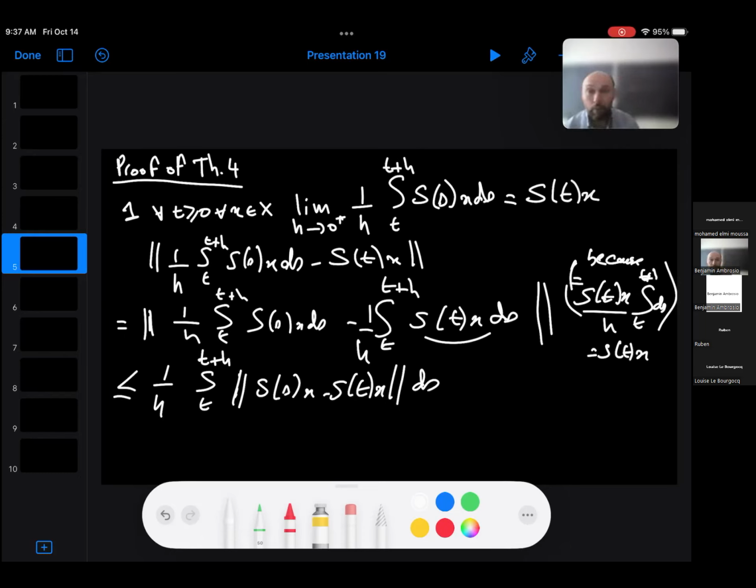And now, I know that S(t)x is continuous with respect to t, meaning that when s is close to t, this quantity is small. So by using that, we know that this converges to 0 when h converges to 0 plus.